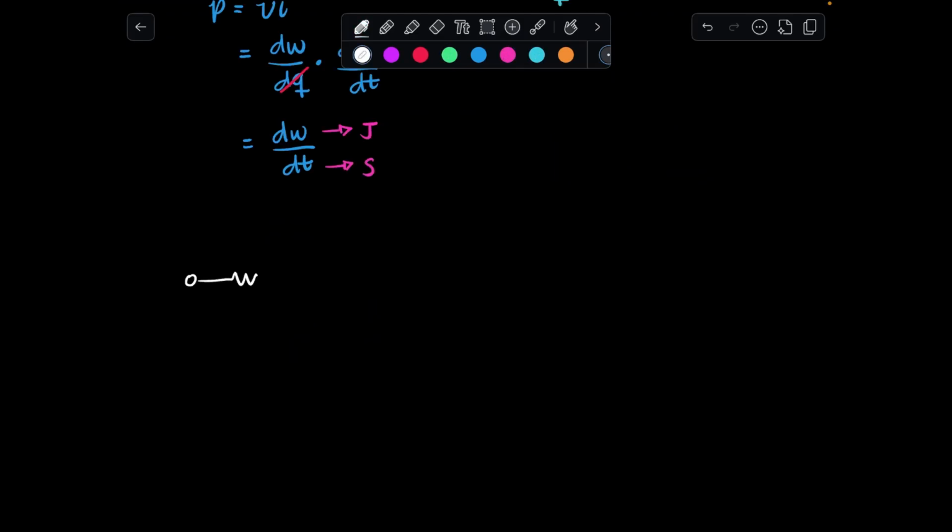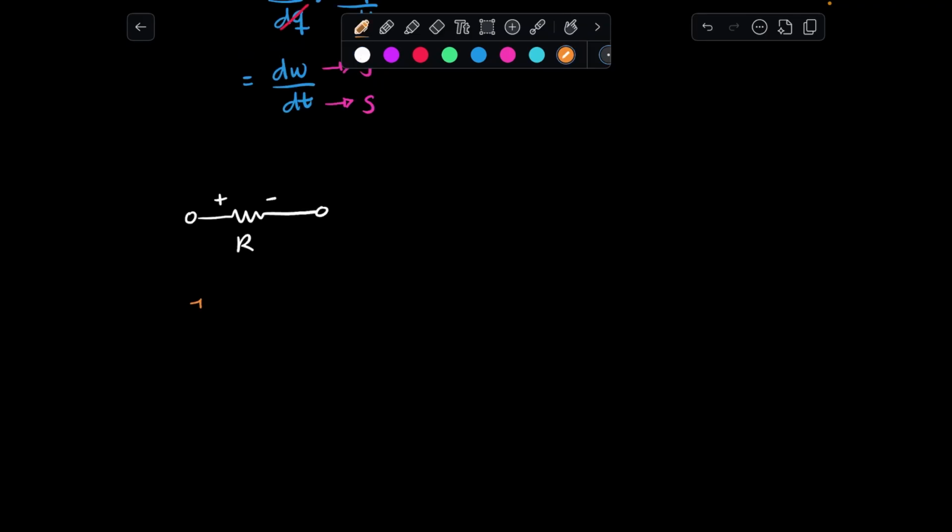So let's take a simple element, a resistor with a positive and negative terminal, and here the sign of power is determined by the direction of current and the polarity of voltage. Here we introduce the passive sign convention, which follows that if the current enters the positive terminal of an element, then power is a positive value. If current enters the negative terminal of an element, then power at that element is a negative value.